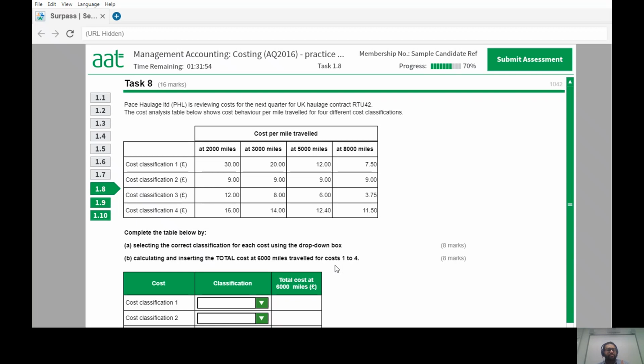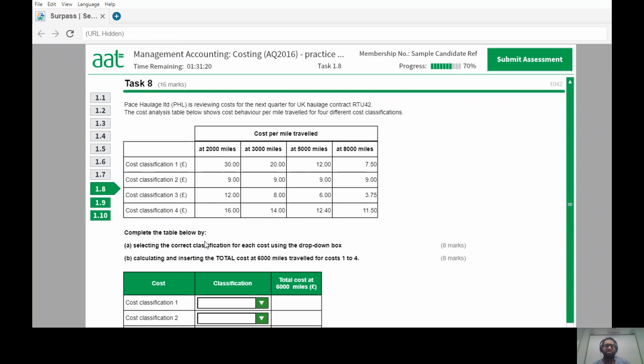What you need to do is find the total cost at that point. For cost classification 1, at 2,000 miles, per unit cost is going to be 30 pounds. If you multiply those two, it's going to be 60,000 pounds. On the second scenario, multiply these two, 60,000 pounds. Third scenario, 60,000 pounds. The fourth scenario, 60,000 pounds. See, there are 4 levels of production: 2,000, 3,000, 5,000, 8,000.